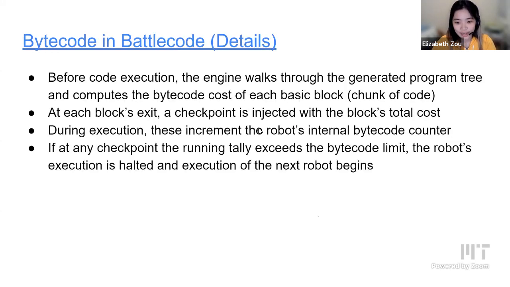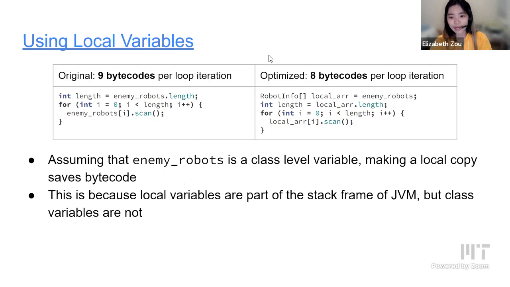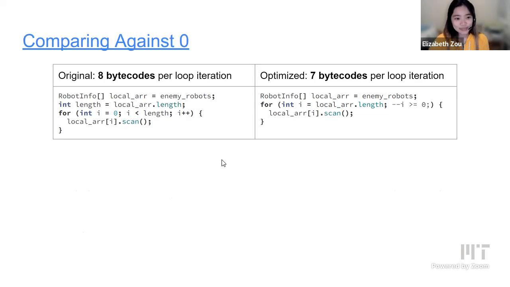So that's why if you have this local variable reference, even though it looks like the exact same thing and looks like just an extra line of code, you're actually saving a bytecode every single loop iteration, because every single loop iteration, it tries to access this array. And then we save another bytecode every loop iteration. Yay. All right, anything else we can do? All right, so now we have 8 bytecodes every loop iteration.